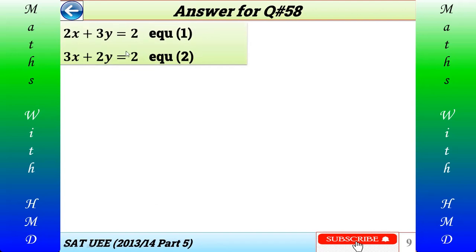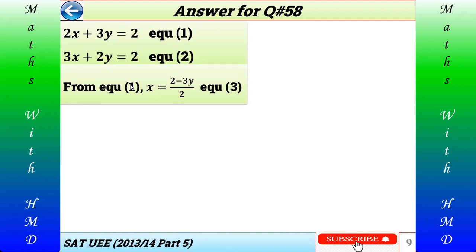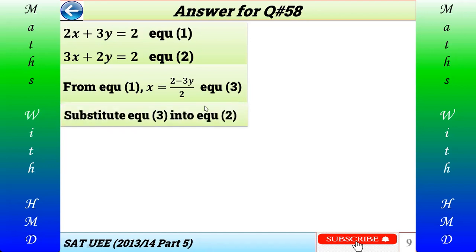So now we do have two equations, right? 2x plus 3y equals 2. Say that's equation 1. 3x plus 2y equals 2. Again, say this one is equation 2. So our intention is to find the intersection point between equation 1 and equation 2. Let's get started. From equation 1, you can solve for x. So 2x equals 2 minus 3y, over 2. Then x equals 2 minus 3y over 2. Say this one is equation 3.